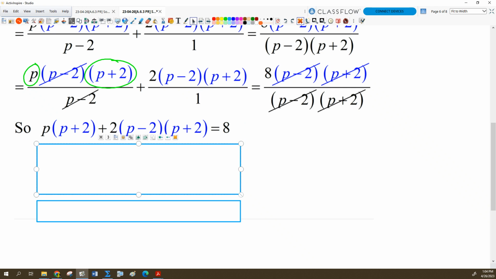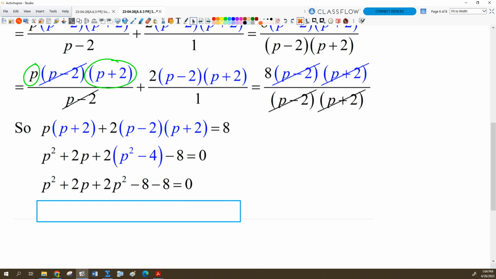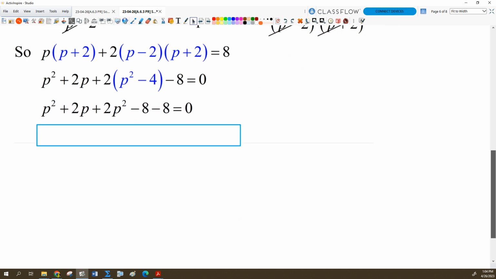That's no big deal. So p times p plus 2, that's just p squared plus 2p. Now here I'm multiplying 3 things together. So let's multiply those in pairs, right? P minus 2 times p plus 2. That looks like a conjugate pair, doesn't it? A minus b times a plus b is a squared minus b squared, p squared minus 2 squared. I could FOIL it out if I want to, but we can follow that pattern. And then I'll just distribute that 2 to all the blue stuff. And that just gives me 2p squared minus 8, right? So now I can just combine like terms.